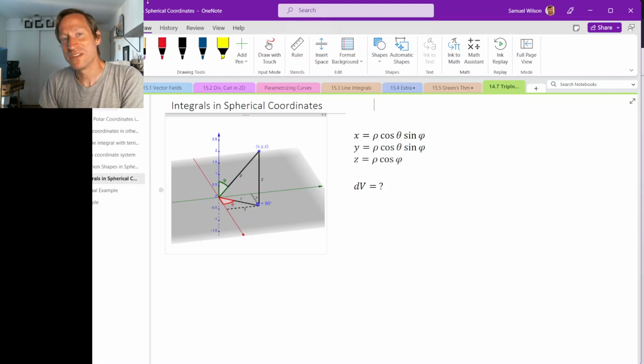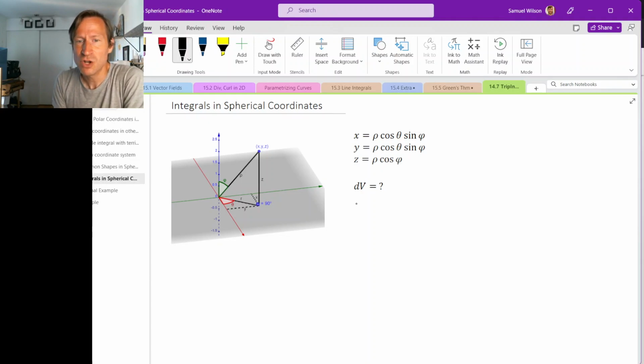So remember, the reason we invented spherical coordinates was so that we could do integrals in spherical coordinates. We've explored the spherical coordinate system a little bit so that we should be able to express the bounds of our regions in spherical coordinates. But remember, the other ingredient we need to do integrals in a new coordinate system is to figure out what is dV in terms of our new coordinate system.